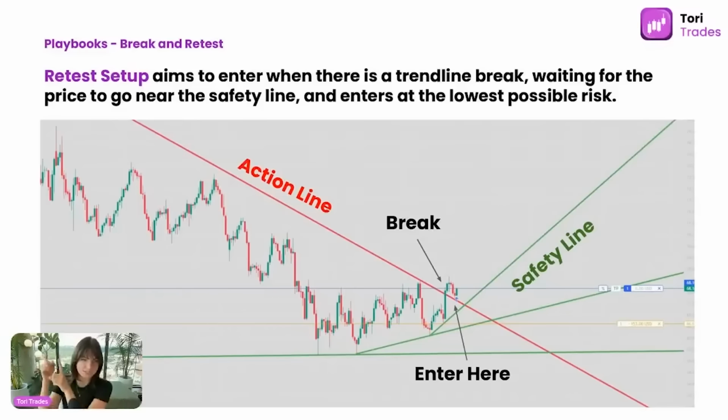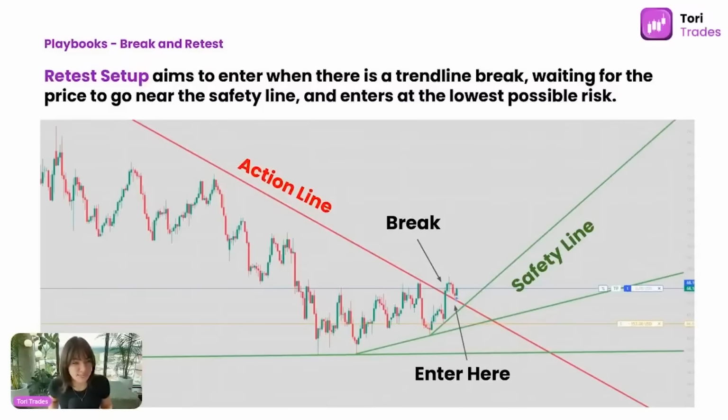For the newbie traders, go ahead and take a screenshot of this one. This is a term that we haven't gone over yet. This is called a break and retest. For the vet traders, you guys may know what this is, and you're like, finally, I was waiting for her to talk about it. Now is the time. We are talking about the break and retest.